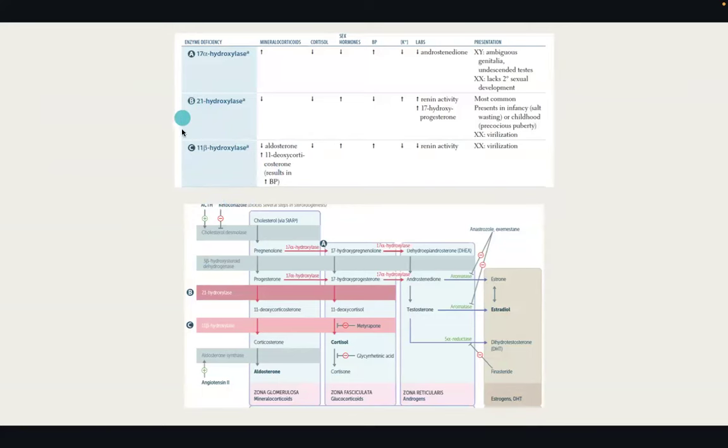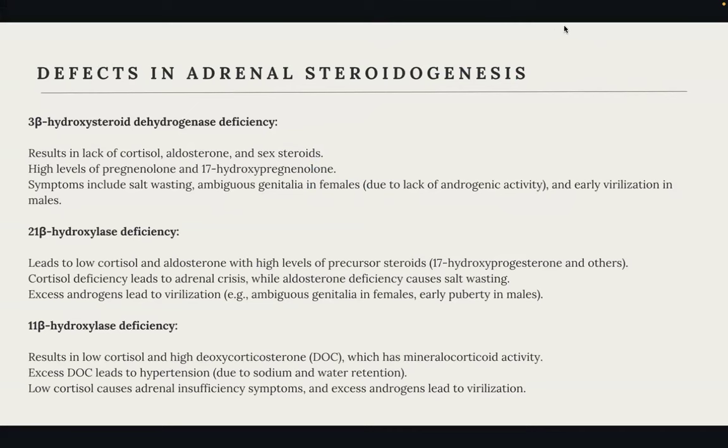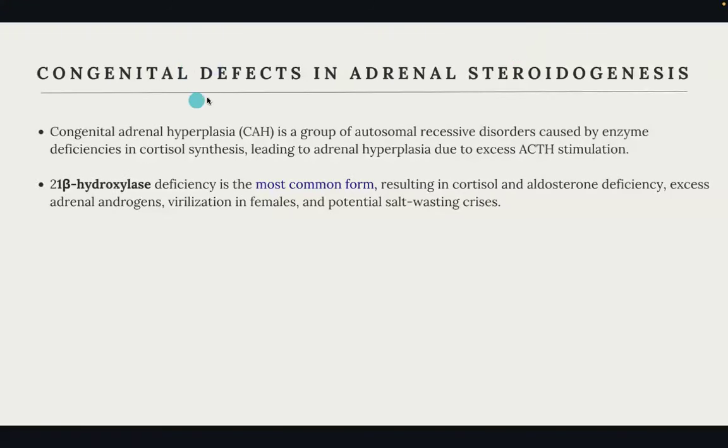21 hydroxylase deficiency. Basically, these are adrenal defects. They're congenital, so you're born with it. Now, let's say congenital. I'm born with low cortisol and low aldosterone. This is going to stimulate, and again, I told you this will make a lot more sense when we're discussing regulation, but this will stimulate my pituitary to release ACTH.